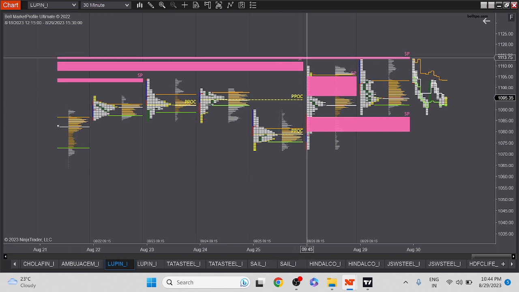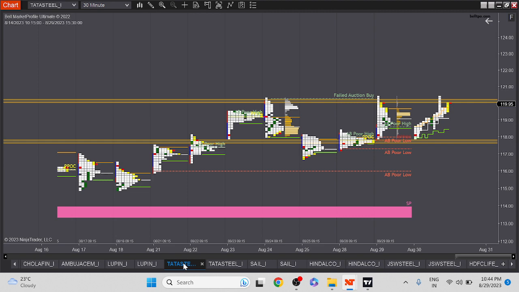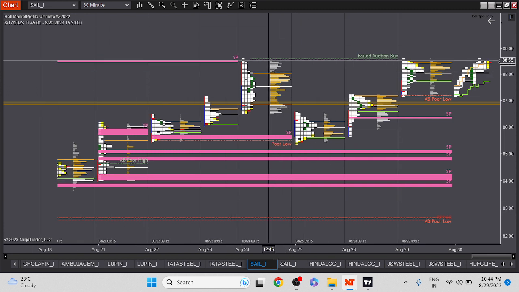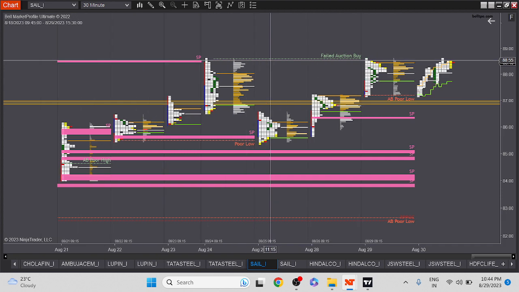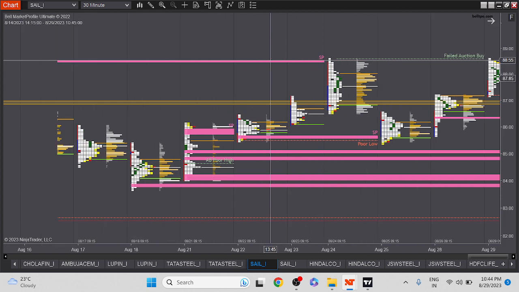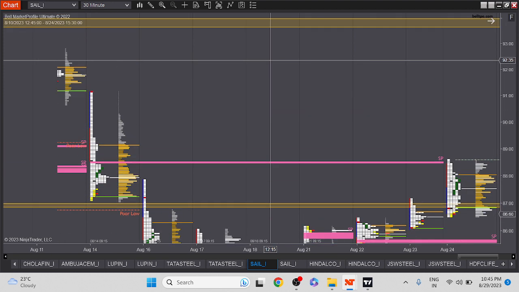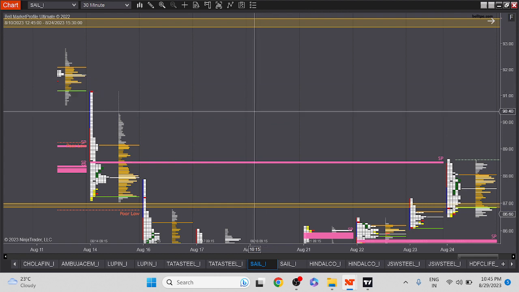Lupin, if you see, got selling exactly from a single print and then bounced back again from a lower single print. So those who are new to the channel, single print is a very strong concept, and you usually get trades in the markets on the single prints. Everywhere you can see single print trades across the globe. Now SAIL, the exact high is at a single print, which is around 88.55. So tomorrow, with the expiry, if we get a good close above 88.55, maybe we might see targets of around 91 in SAIL.